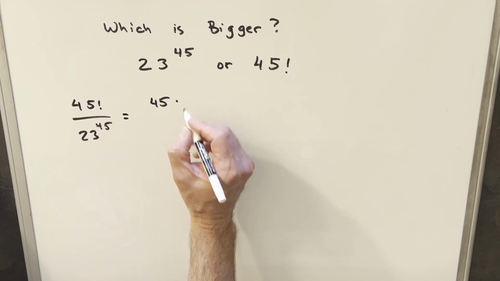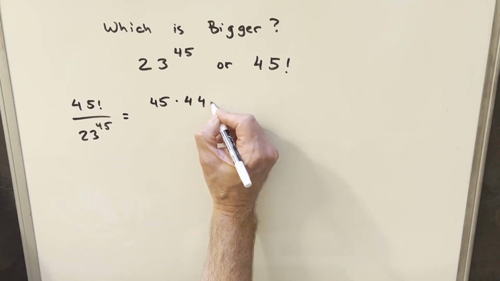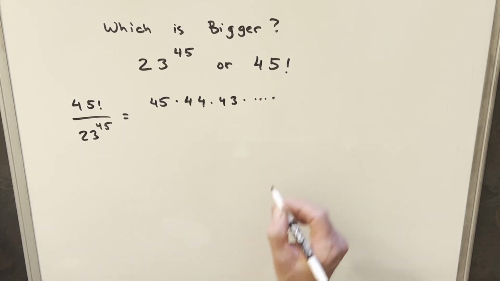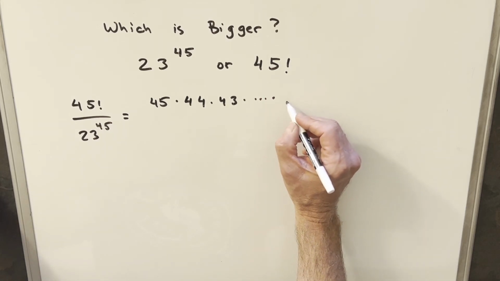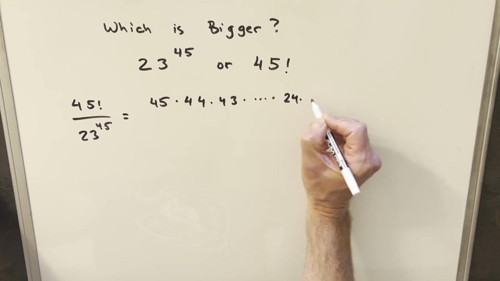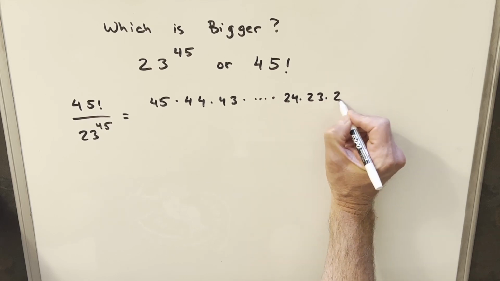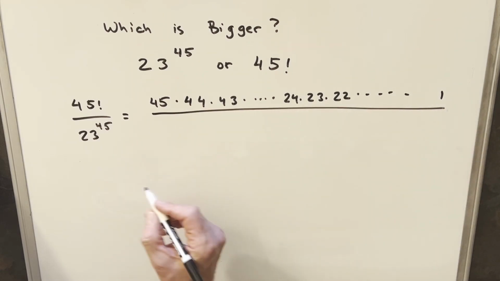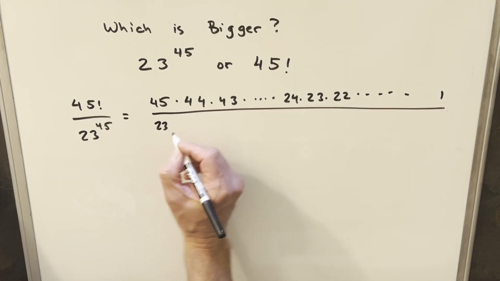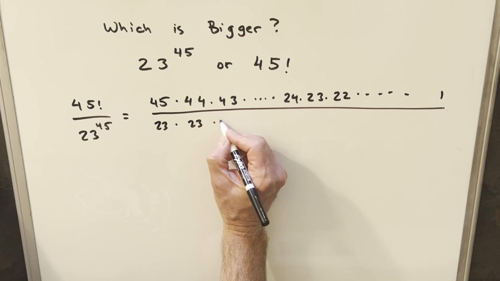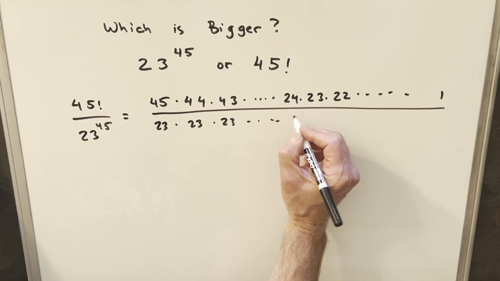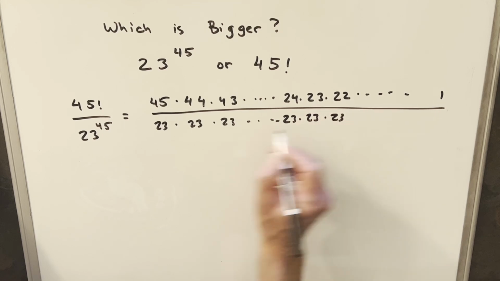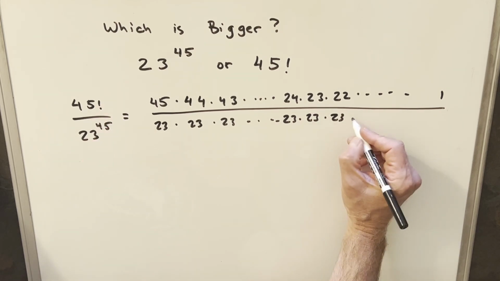So what I want to do is kind of write this out. So I'll write 45 factorial. We'll just write it all out as 45 times 44 times 43. And of course, I'm not going to write the whole thing, but I will note the, let's go in the middle. So we're going to get to 24 times 23 times 22 all the way to 1. And then for the denominator, we're going to have all 23 to the 45. We're just going to have all 23s. And just notice we're going to have the same number of terms in the numerator and denominator, right? Because there's 45 terms here and 45 terms here.